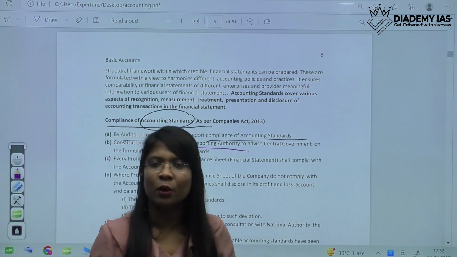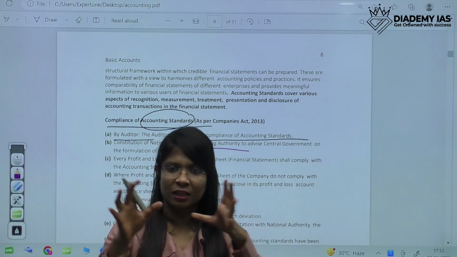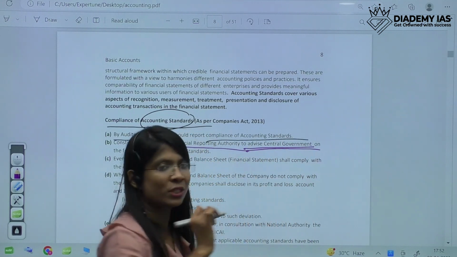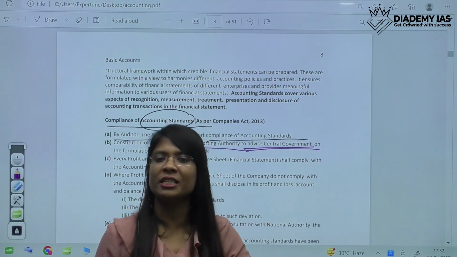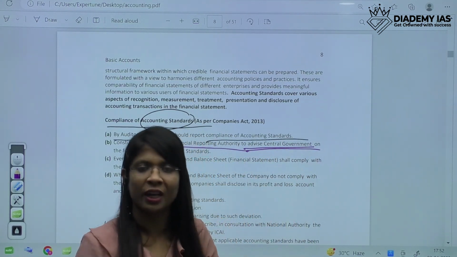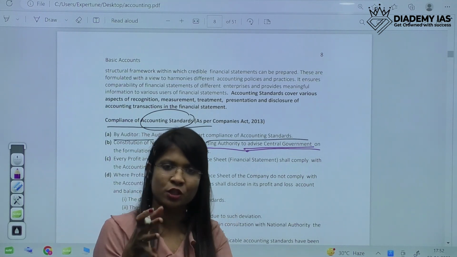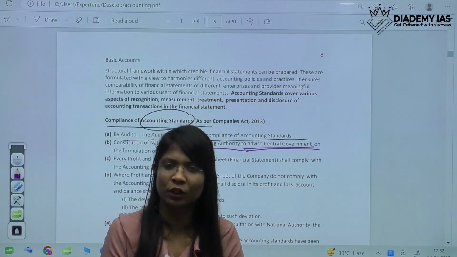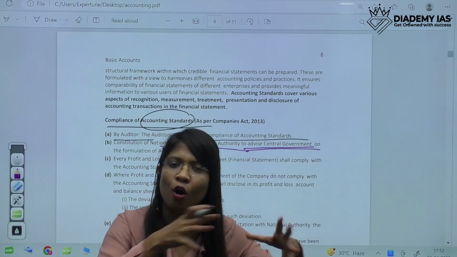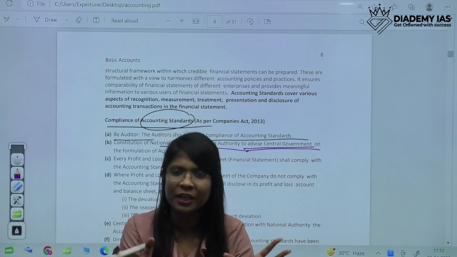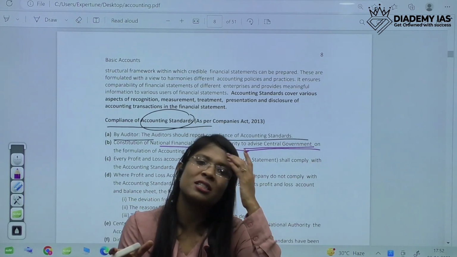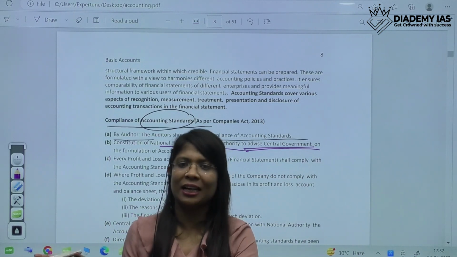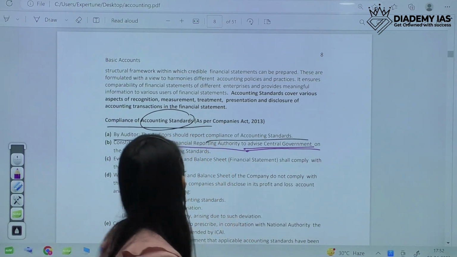NFRA is a body which recommends accounting standards to the central government, advising it on the recommendations it receives from the Institute of Chartered Accountants of India. So three bodies are included in this: the Institute of Chartered Accountants of India (ICAI), the National Financial Reporting Authority (NFRA), and third is the central government. Overall, the responsibility of the central government is to issue these guidelines and accounting standards, but they are recommended and advised by ICAI and NFRA.